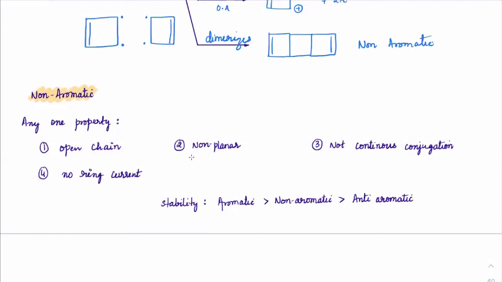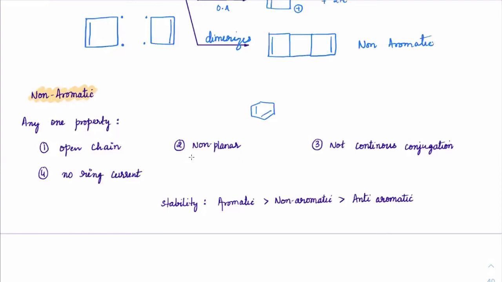Next, non-planar. Even if it is cyclic and non-planar, like for example cyclohexane, got it? Non-aromatic. One double bond, non-aromatic. Two double bonds, non-aromatic. Because this is sp3, it is still non-planar. So anything which is non-planar is always going to be non-aromatic. And there should not be continuous conjugation. No continuous conjugation, that is also non-aromatic. No ring current, that is also non-aromatic. So non-aromatic is simply anything which is not aromatic, and anti-aromatic is always non-aromatic.